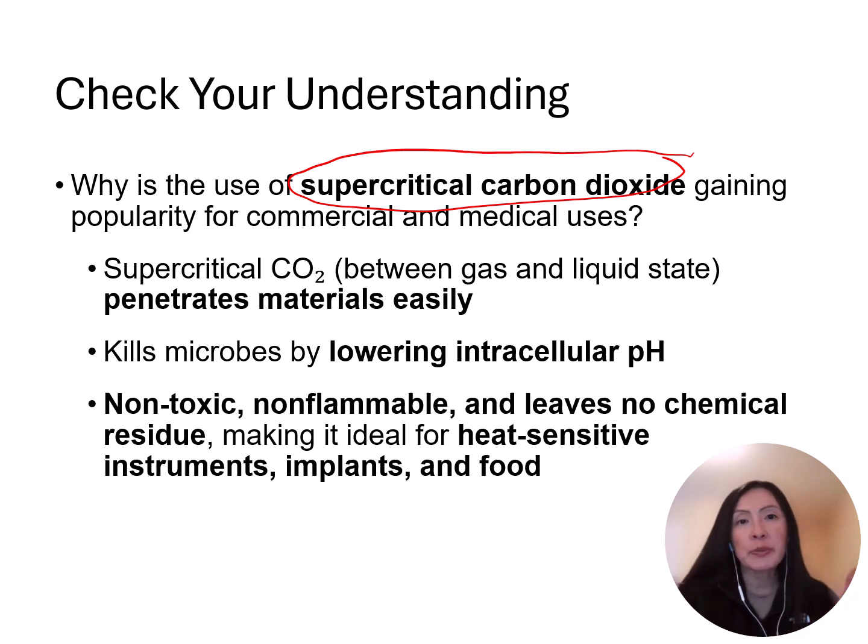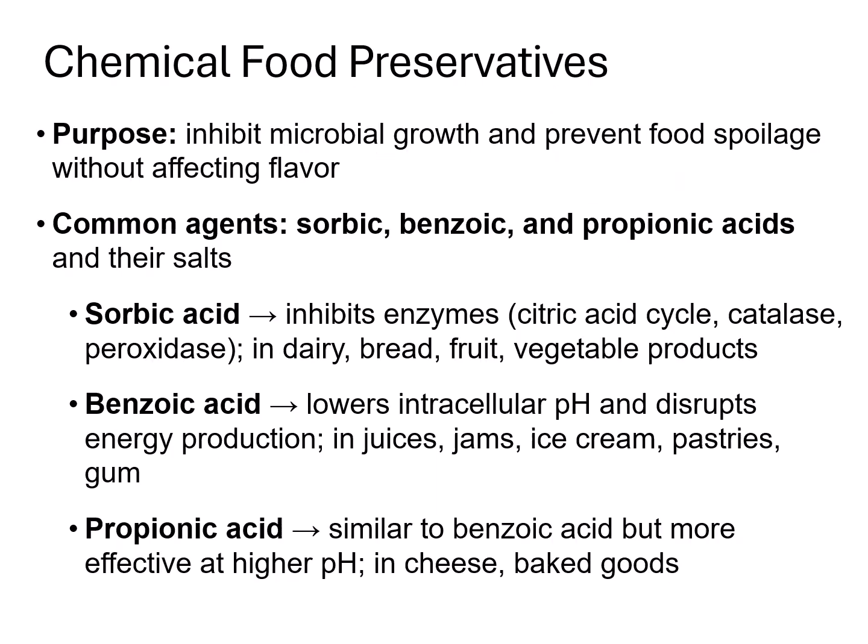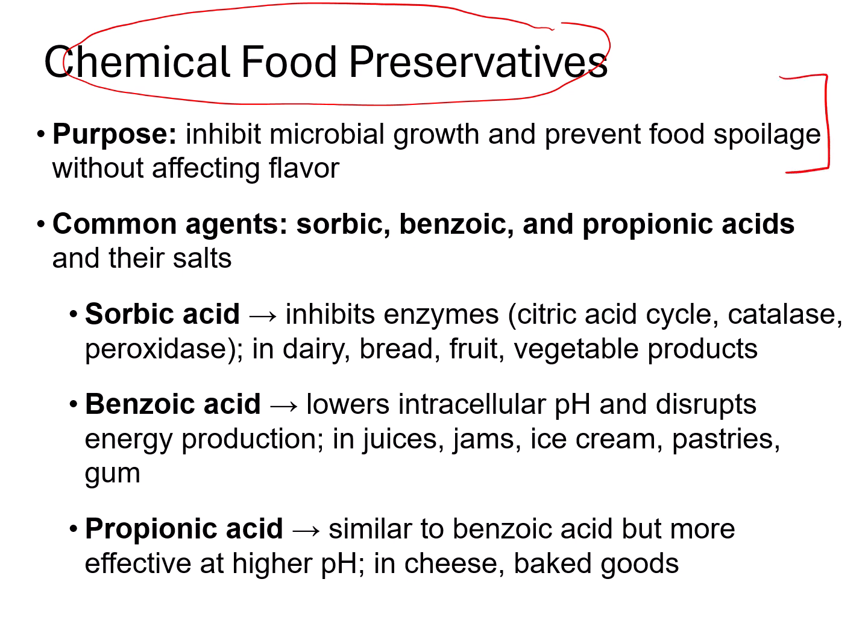And it kills microbes by lowering intracellular pH. It's non-toxic, not flammable, and it doesn't leave any chemical residue, so it's pretty good for treating heat-sensitive instruments, implants, and food. Now let's switch to chemical food preservatives. So chemical food preservatives are compounds that inhibit microbial growth to prevent spoilage without changing the flavor of our food.